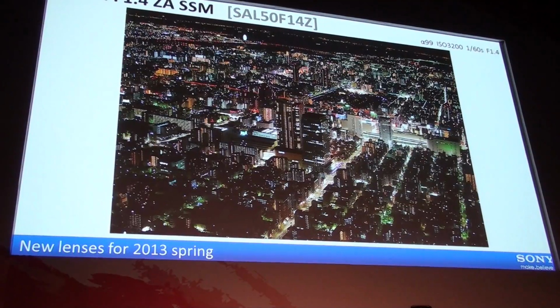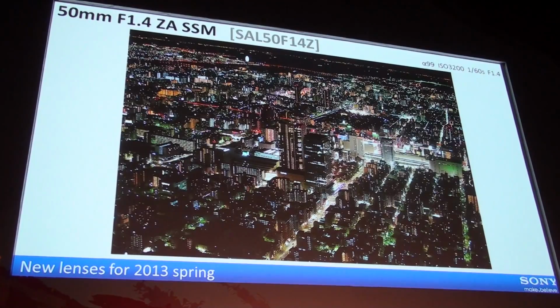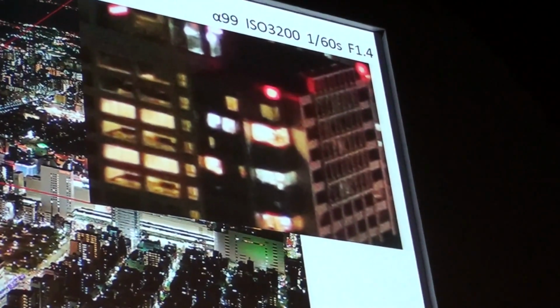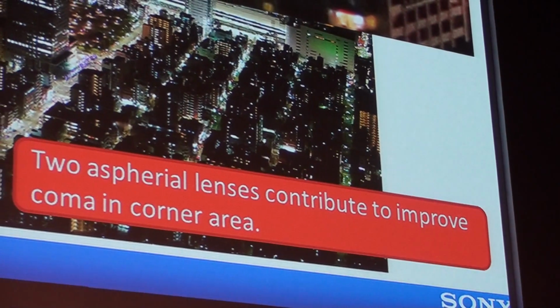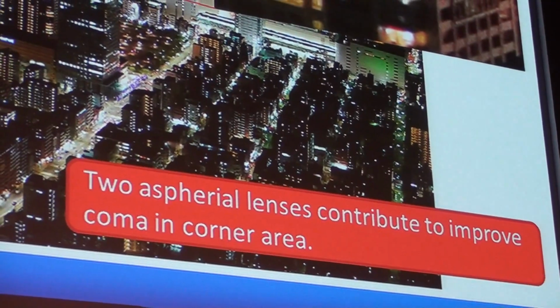Finally, I'd like to show you the... nice shot. Okay? Center image is like this. And the coma area. In many cases, there are coma aberrations. But in this case, there are small aberrations in the coma area. But I think that this is well corrected. Yes, so I think that the two aspherical lenses contribute to improving coma aberration in the coma area.